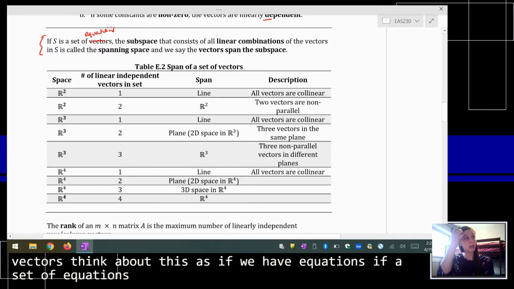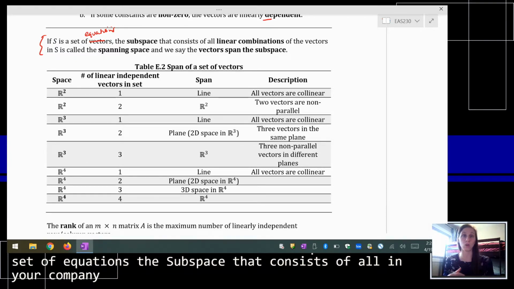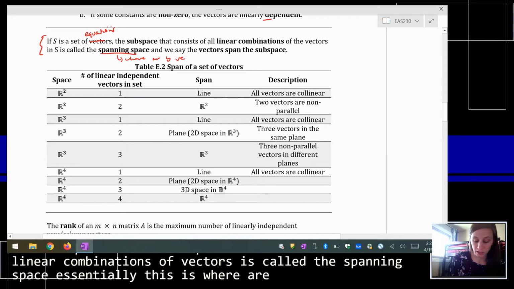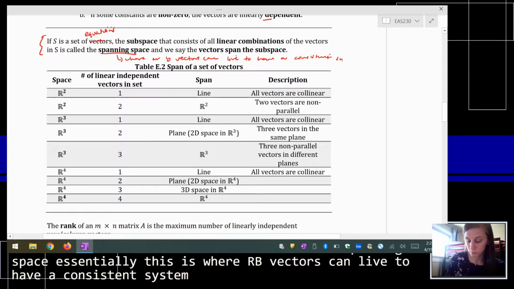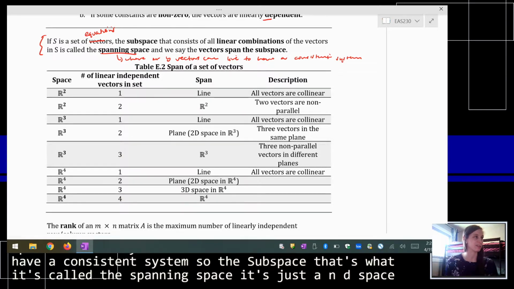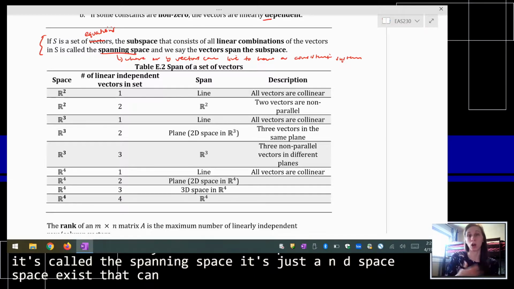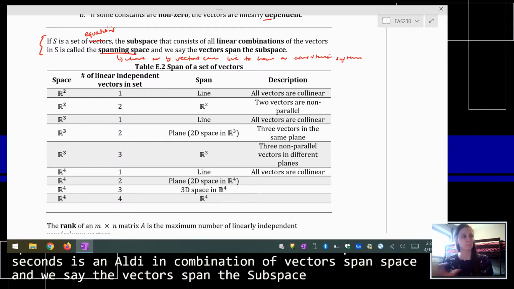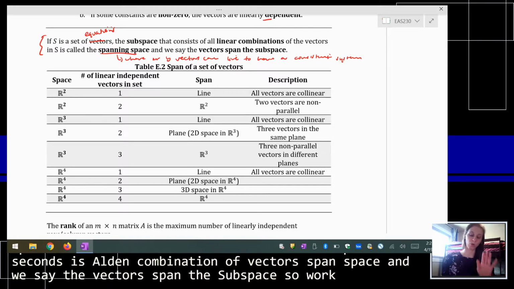The subspace that consists of all linear combinations of vectors is called the spanning space. Essentially, this is where our B vectors can live to have a consistent system. So the subspace, that's what it's called, the spanning space. It's just an n-dimensional space, a space that exists, that can contain our B vectors. We say the vectors span the subspace. So just work with me, we'll follow the table.